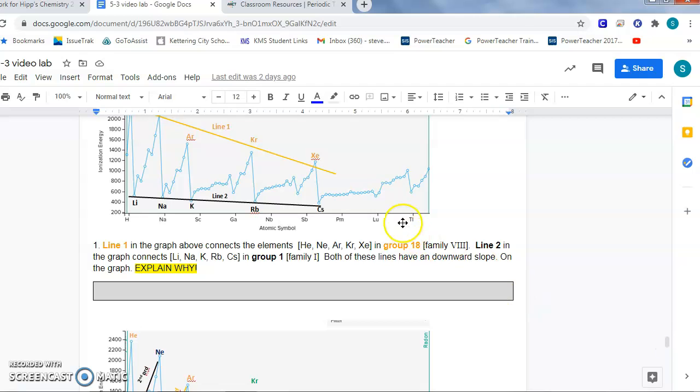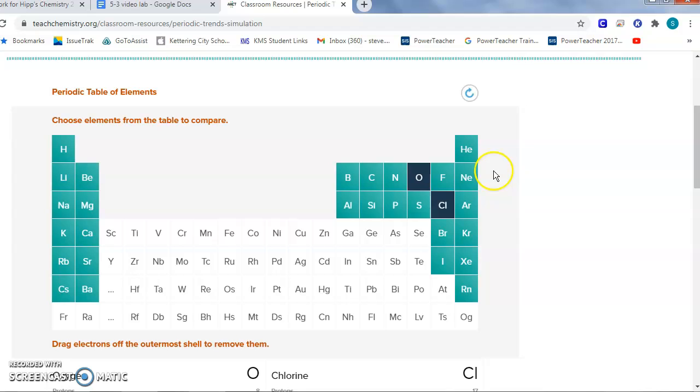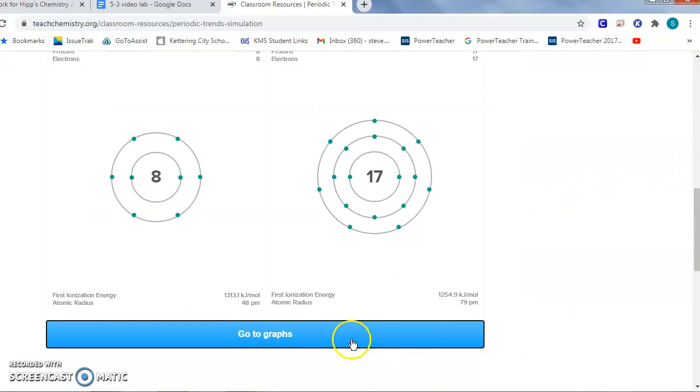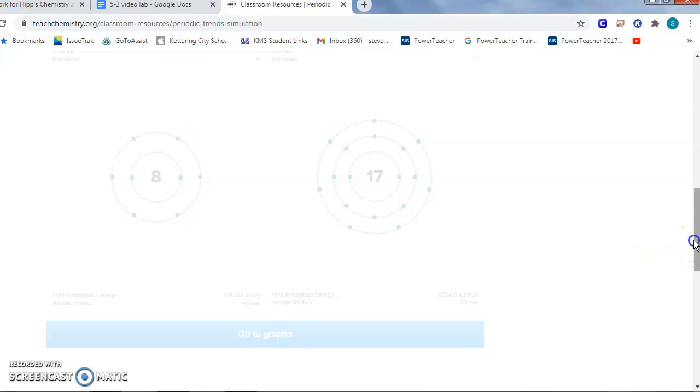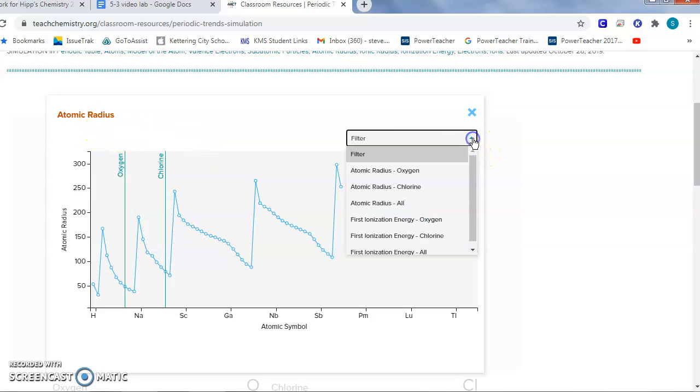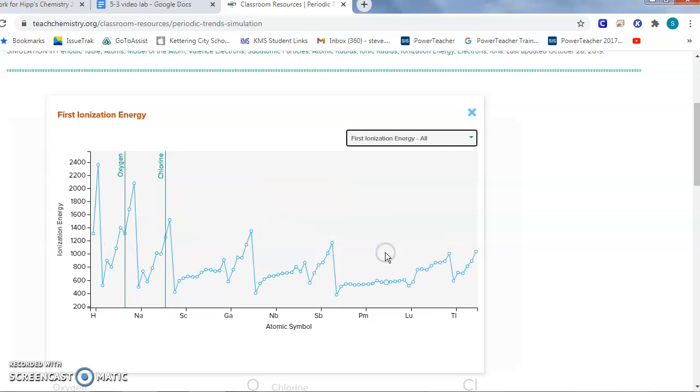And it also looks at ionization energies. So we come back to this thing. Let's look at ionization energies. How do I do that? Click go to graph. The graph appears up here. There's the graph, but this is the graph of atomic radius. I want the graph of ionization energy. So I come down. First ionization energy from all of those. Click on it. This is the ionization energy graph of all the elements.